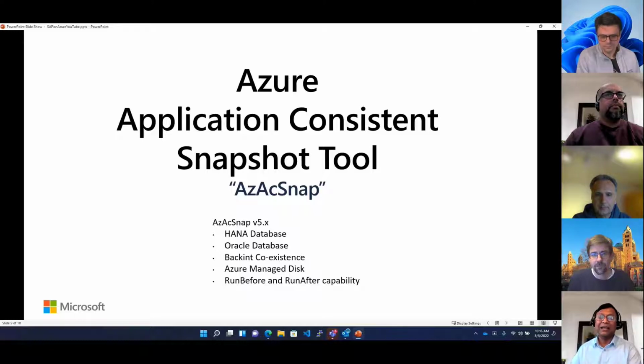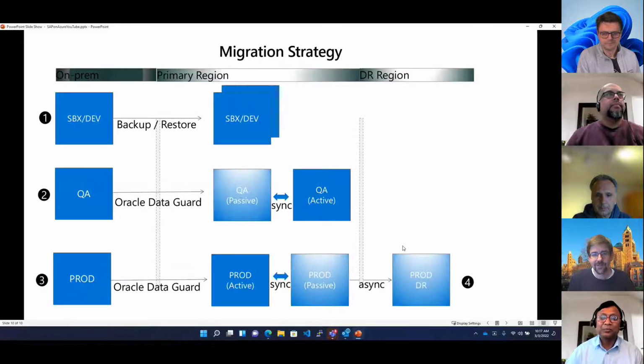It also has the ability to push that snapshot to blob if you ever want to do it, using the run before and run after capabilities. So the capabilities keep increasing. These are things that came from customers, and we put them out there. This is our first-party solution. Just to call it out, it's a free tool and a nice, easy tool to use. It's a DBA-friendly tool.